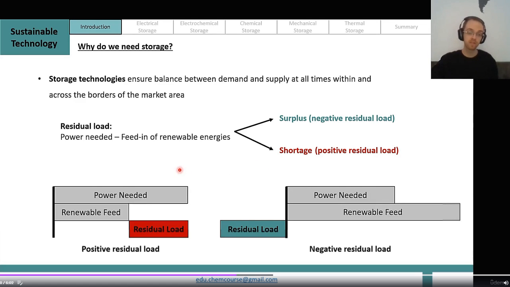Let's visualize this in another way. Let's say this is our power needed here, then our renewable feed is smaller, just like this. You will have a residual load of this much. On the other hand, if our power needed is only this much and our renewable feed generates that much energy here, we do have this kind of negative residual load, which we cannot utilize in this specific time.